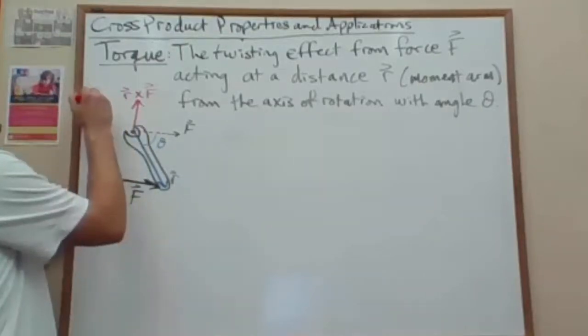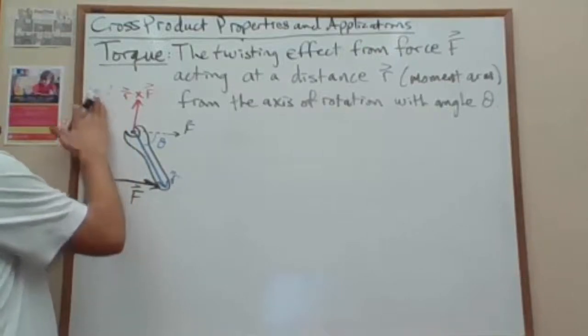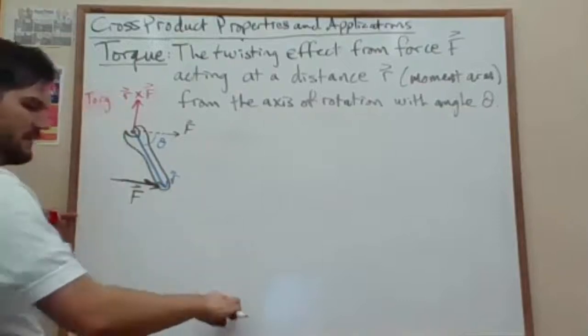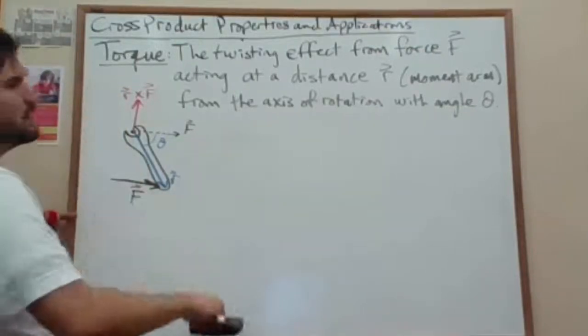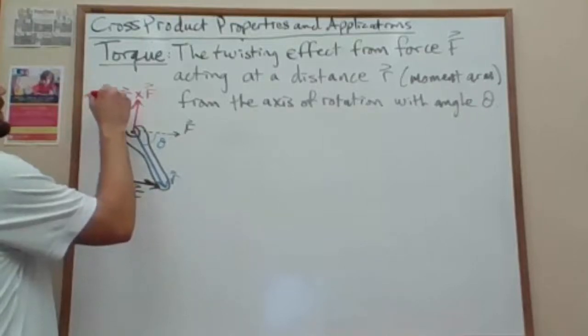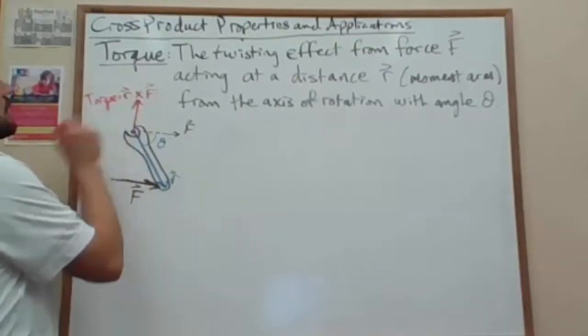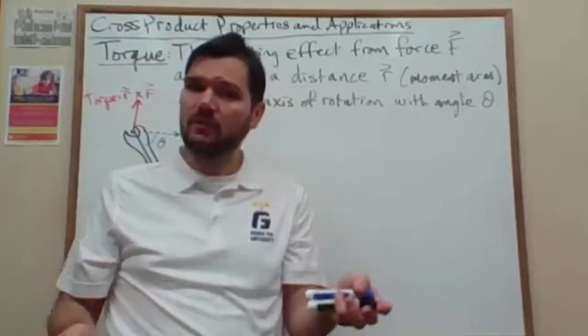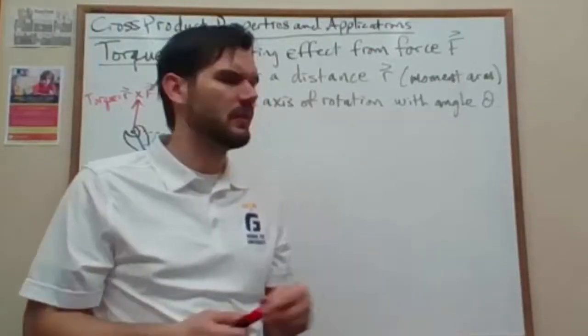So I'll label that torque. No, not with the G. I'll try that again. For some reason, I really want to put a G in that torque. There we go. Torque equals. I noticed in the book they use a tau, so we could represent that with a tau if we want to.